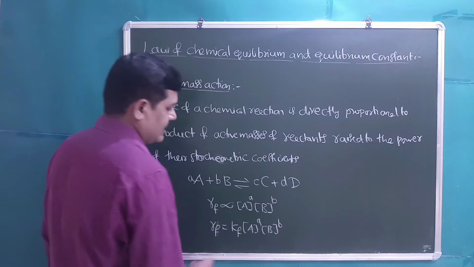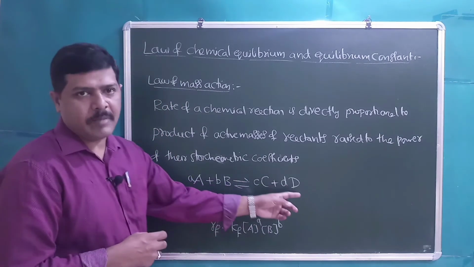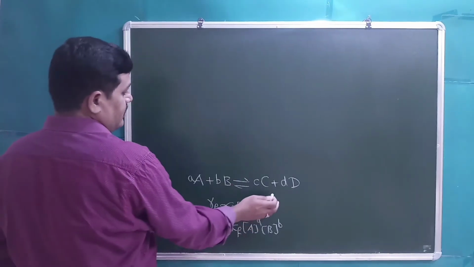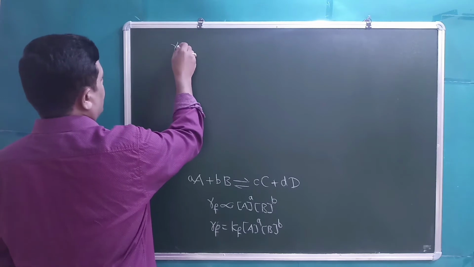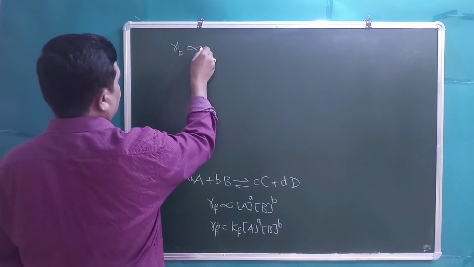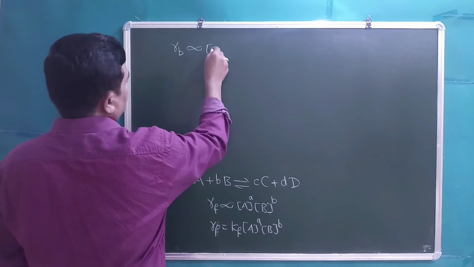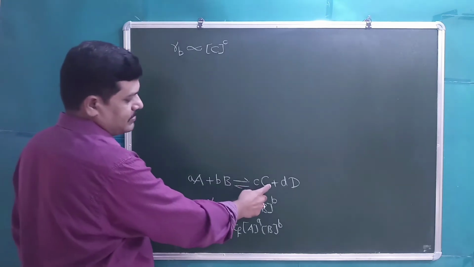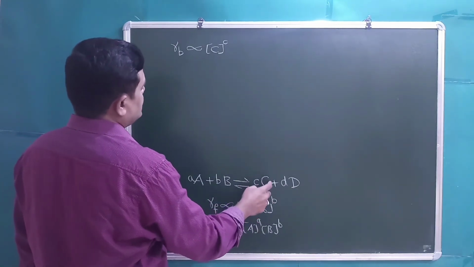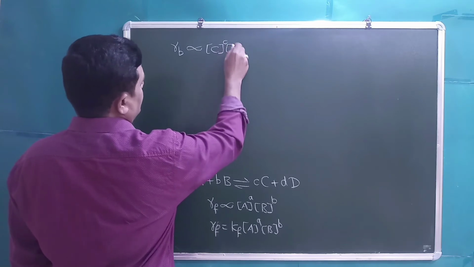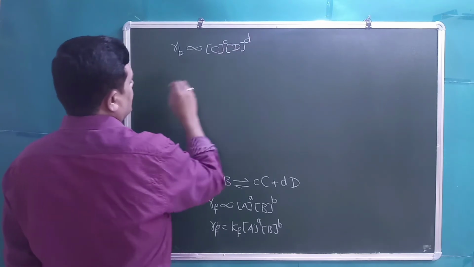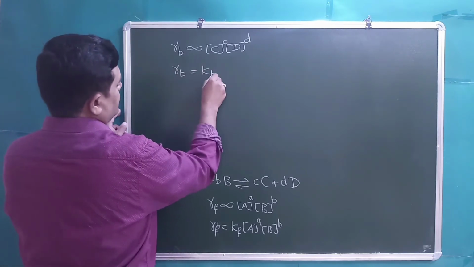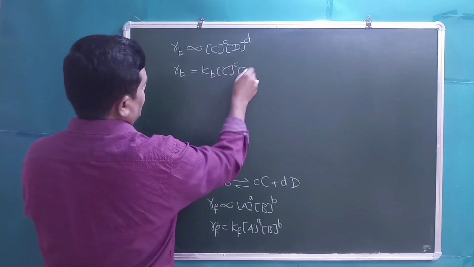So students, let us write the expression for the rate of backward reaction and derive the equilibrium constant. Similarly, for the backward reaction, rate of backward reaction is directly proportional to active mass of C power c, because for the backward reaction products will become reactants. Then active mass of C power c, active mass of D power d we can write. Let us introduce a proportionality constant Kb. Rb is equal to Kb into [C]^c multiplied by [D]^d.